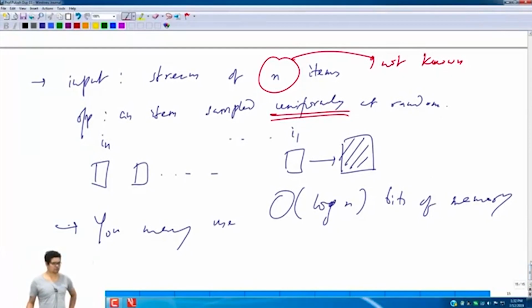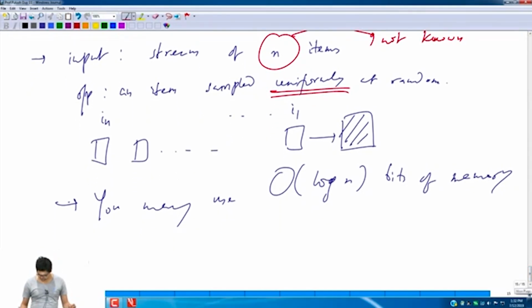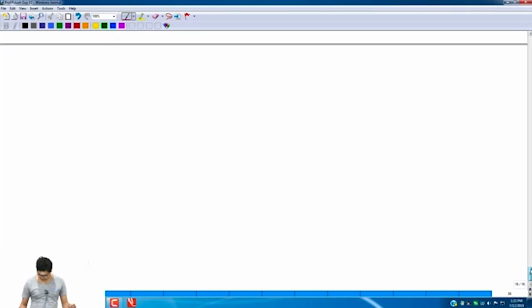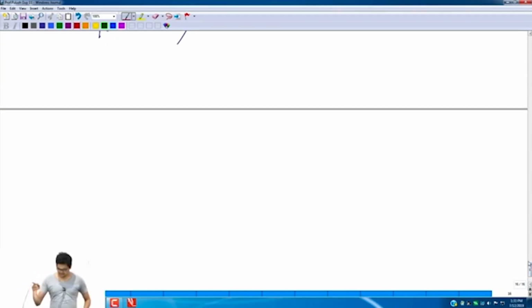And the first problem that we are studying is sampling uniformly from a stream without knowing its length. So, has anyone got any answer about how we can do it? Okay, so let's do it. So, here is the algorithm. Let me write the algorithm and then I'll explain.